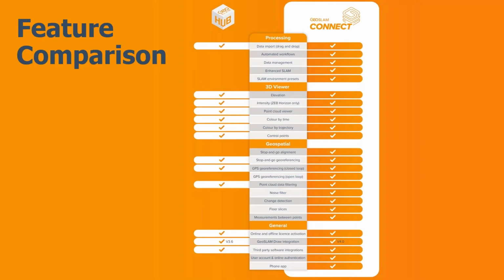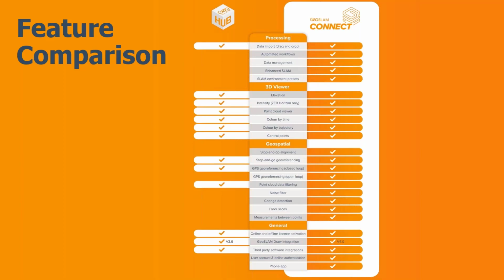So we have a feature comparison table here. We do have some similarities to Hub. The drag and drop feature that is really popular. It's a really great way of being able to process your data, quick and easy. We've still got reprocessing options, which are available. Most of the time, your scan will process absolutely fine.